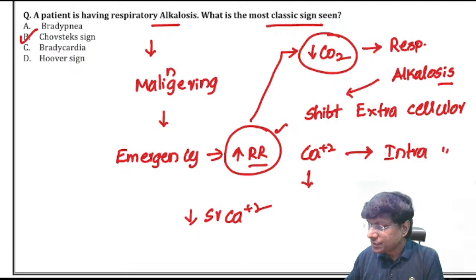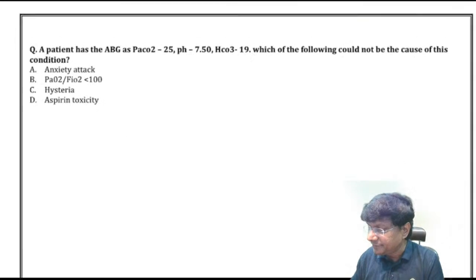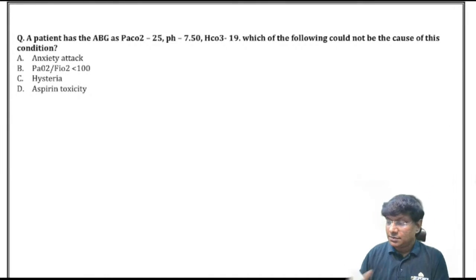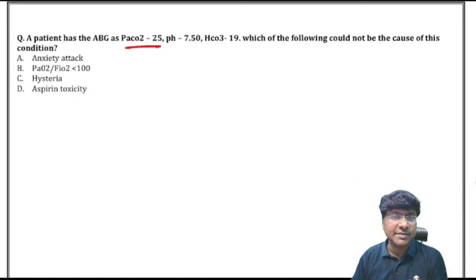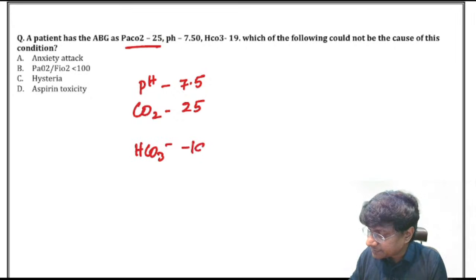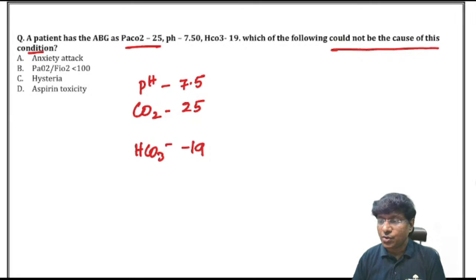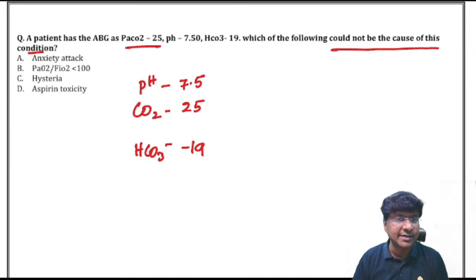All right. Now, after having discussed what will happen in respiratory alkalosis, please answer this question. A patient has an arterial blood gas analysis with partial pressure of carbon dioxide of 25, pH of 7.5 and bicarbonate of 19. Which of the following could not be the cause of this condition? Anxiety attack, PaO2 by FiO2 less than 100, hysteria, aspirin toxicity.